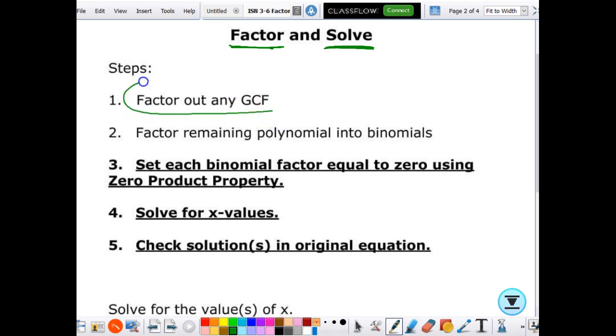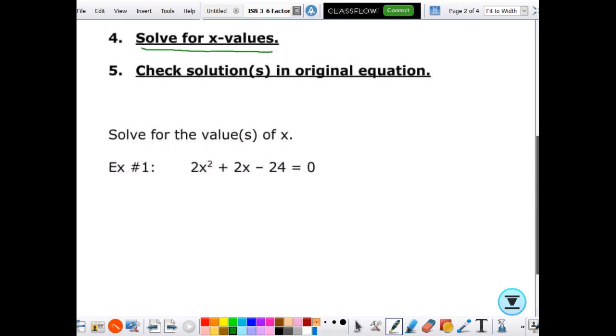The very first thing you have to always check for is, does it have a GCF? Make your eyes scan across the equation or the expression to see if it has a GCF, and then you factor. Okay, here's the new part. All you do is you set each of your factors equal to 0, and then you solve, okay? And you'll see what I'm talking about in just a second.